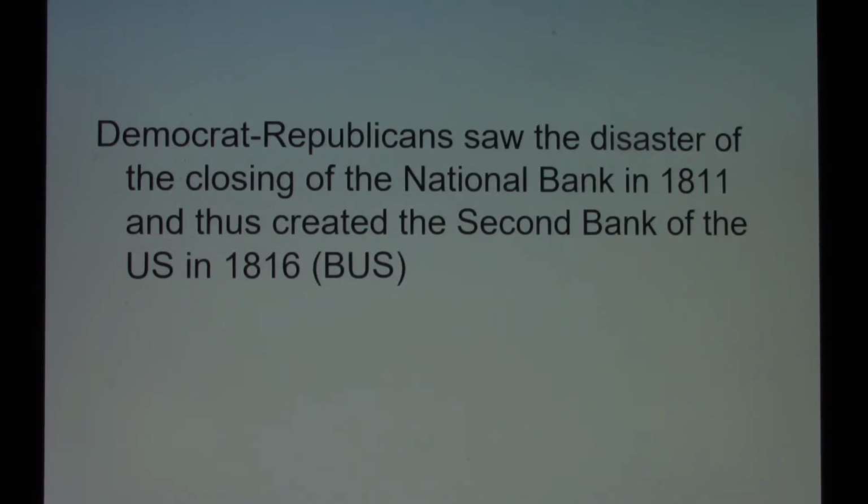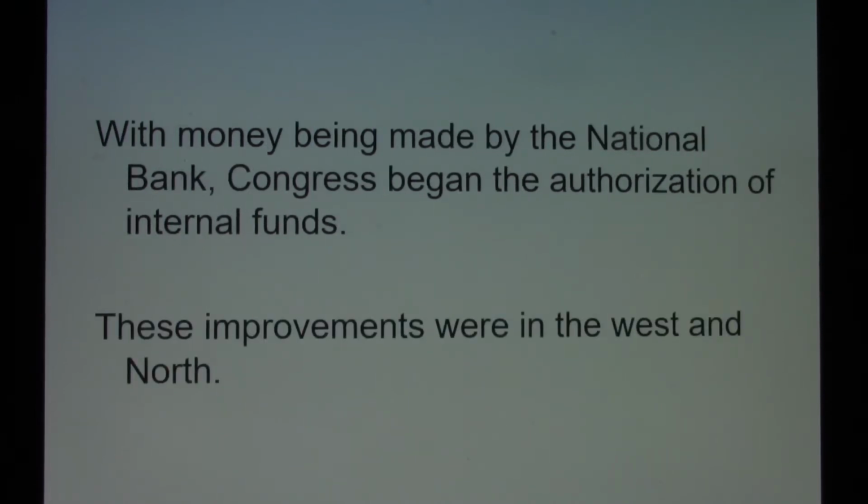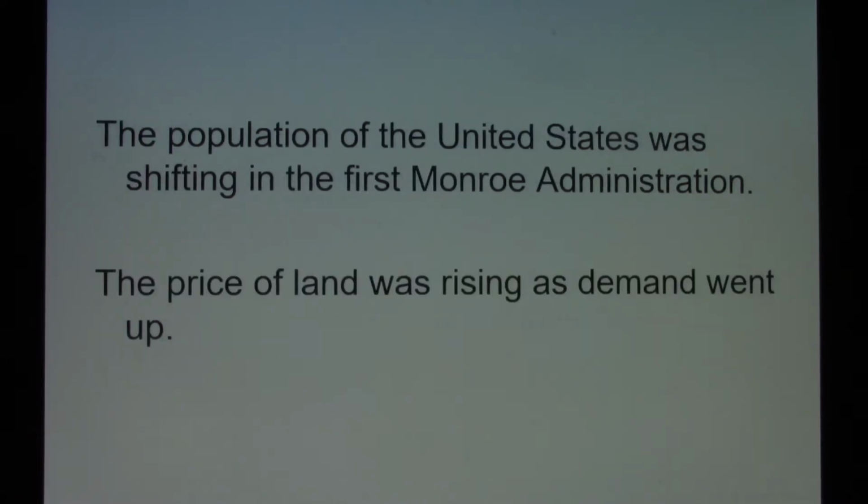And so in 1816, one of the last acts of the Madison administration was to recharter and create the Second National Bank of the United States. Now, with money being made from the national bank, Congress was able to authorize the building of roads and canals. These roads and canals would help out the West and the North, but never really help out the South, and that's going to be a bone of contention.